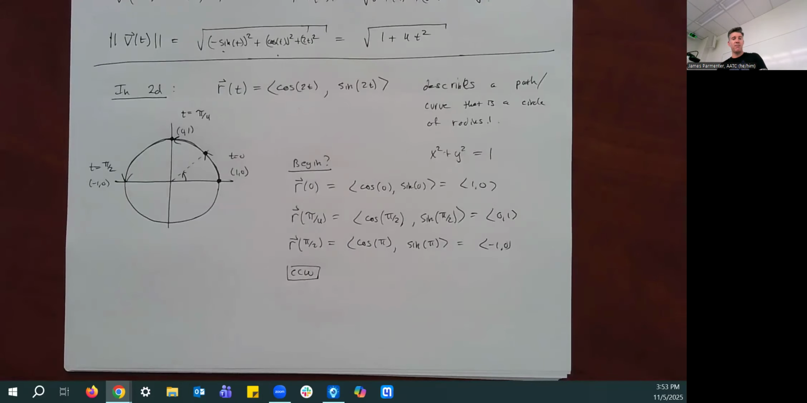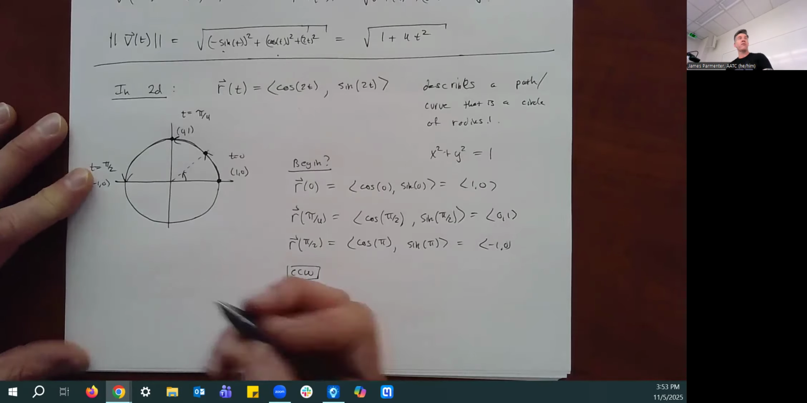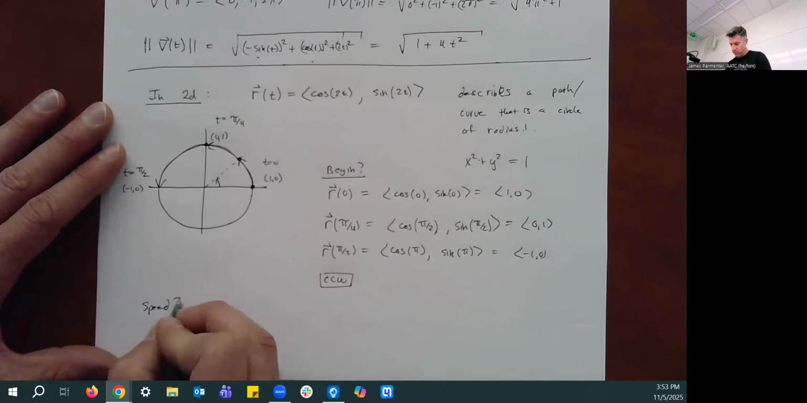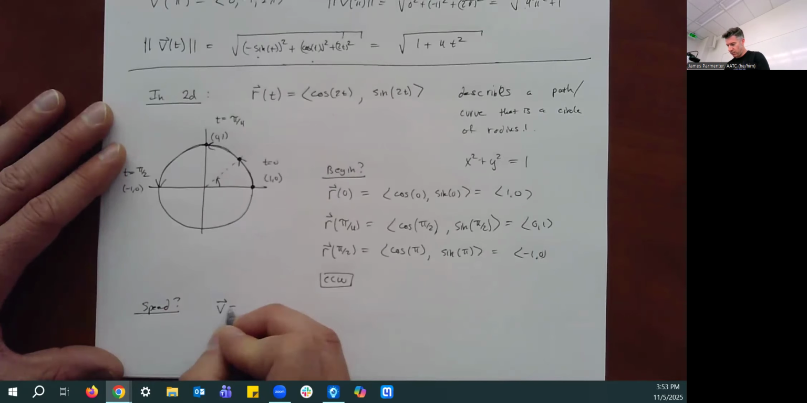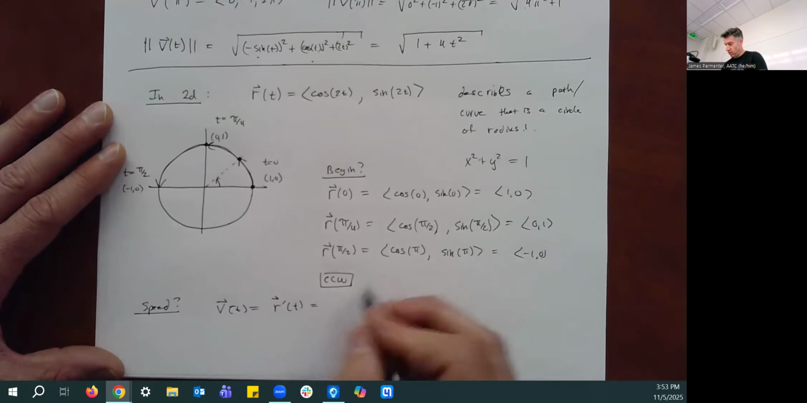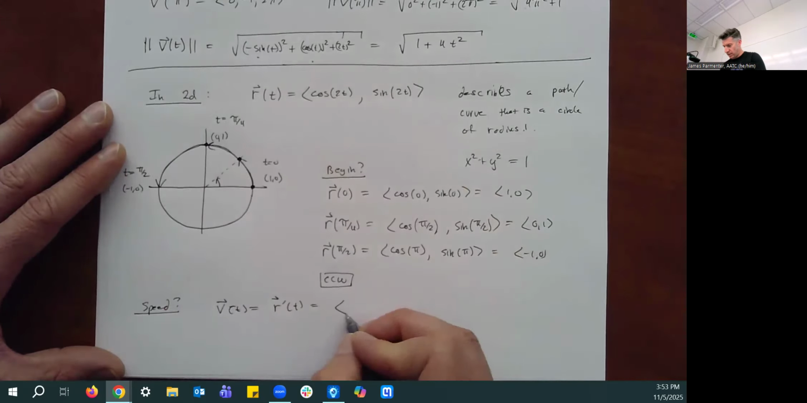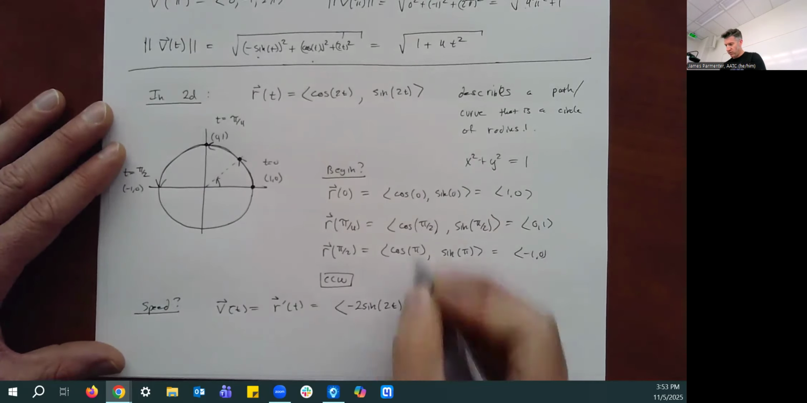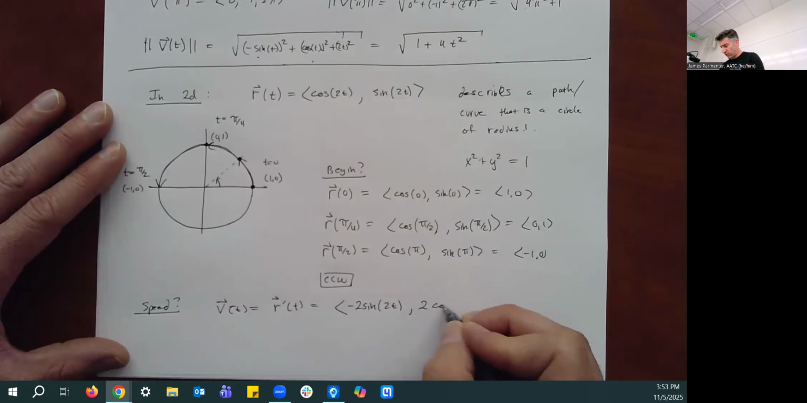What's the speed of our particle that's moving around the circle? Well, this actually is kind of interesting, I think. To find the speed, we first have to find the velocity vector. So first we're going to find v of t as just the derivative of our position vector, which is going to be: derivative of cosine of 2t is -2 sine of 2t, and derivative of sine of 2t is +2 cosine of 2t.